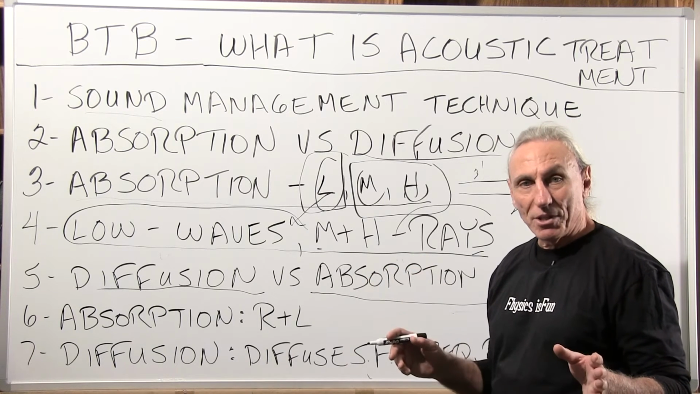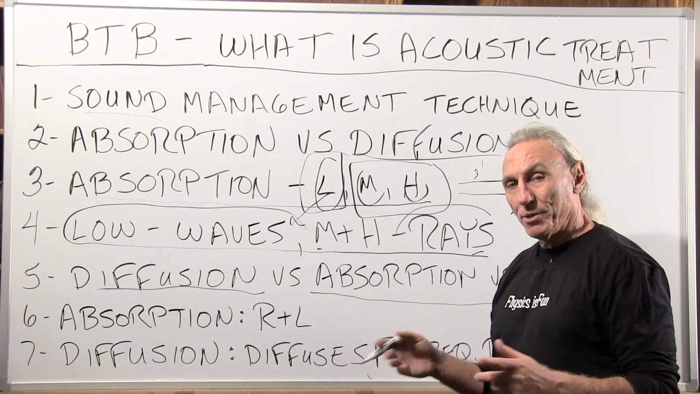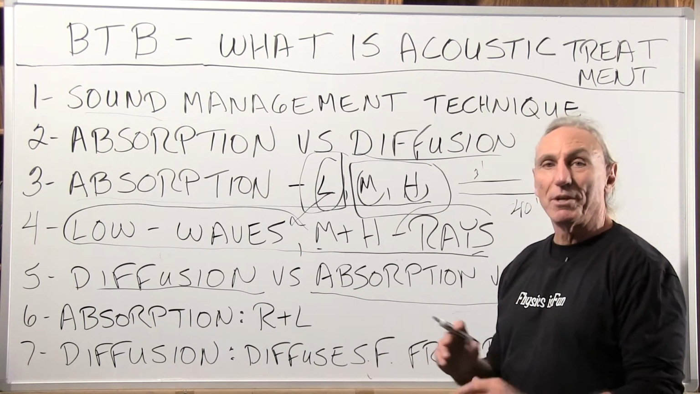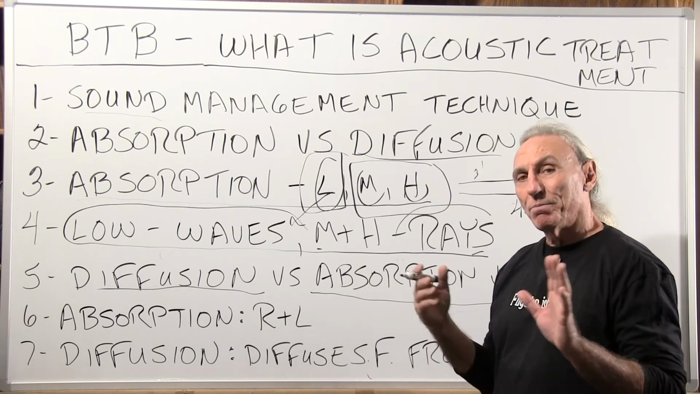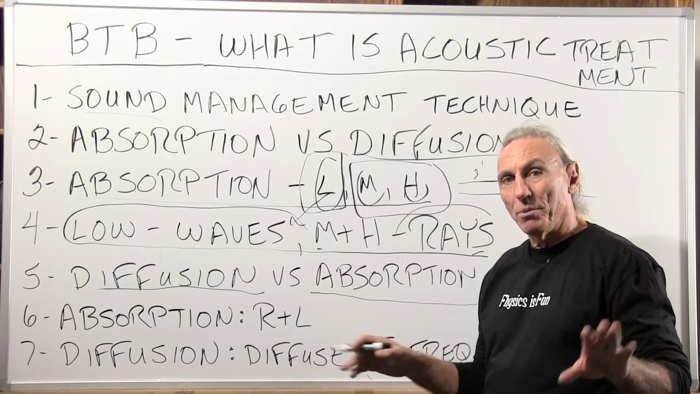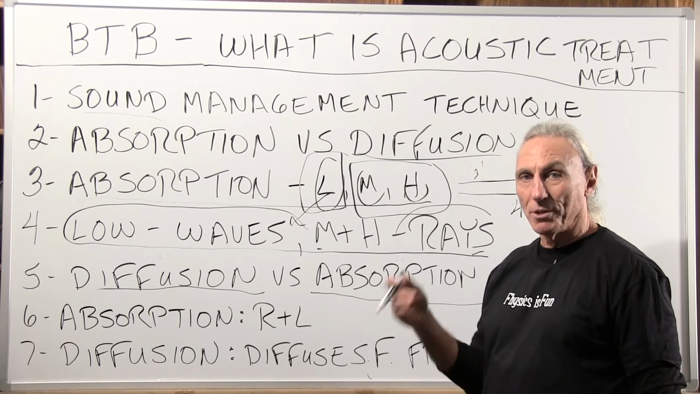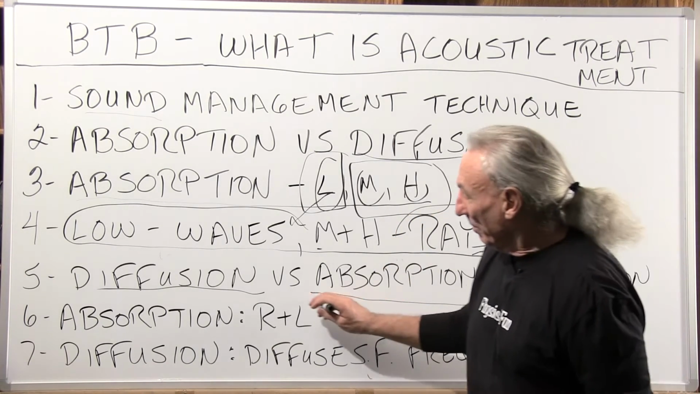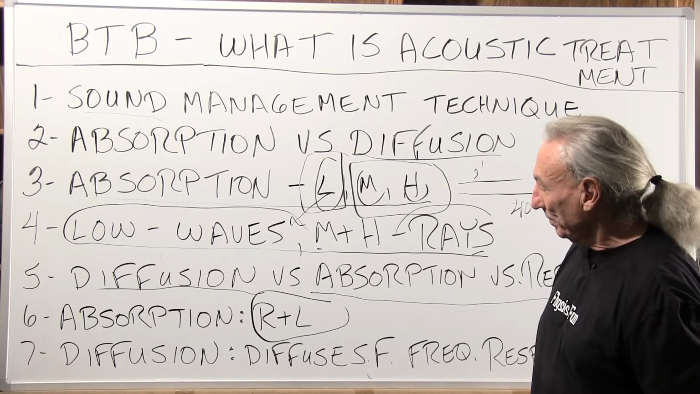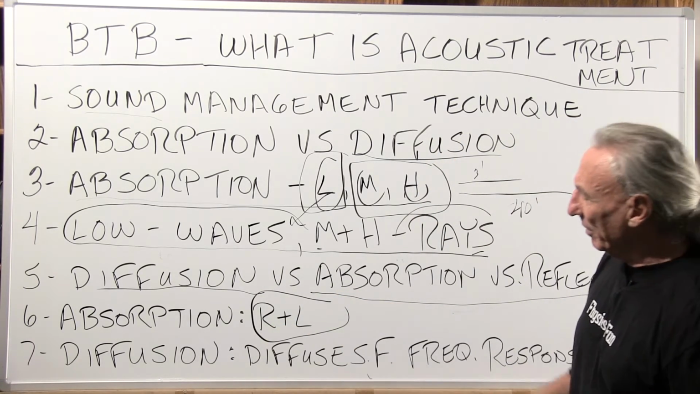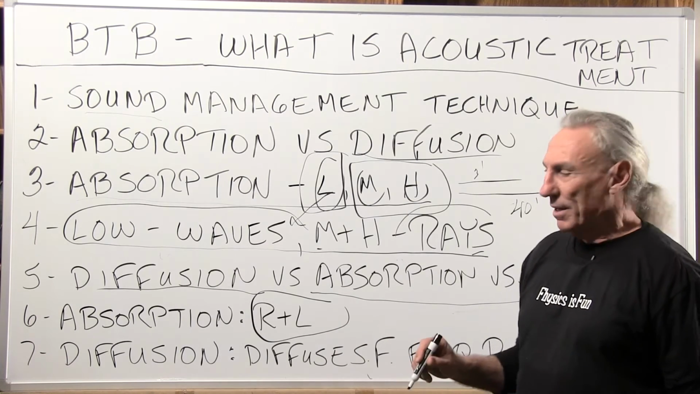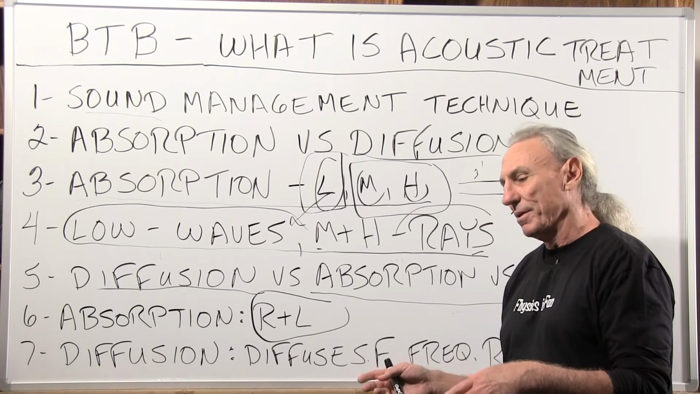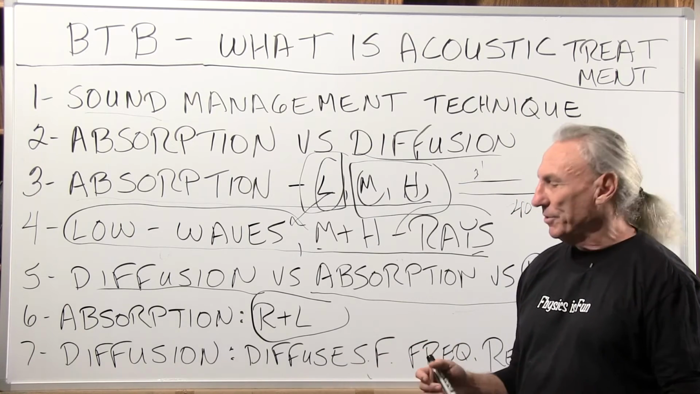One changes the energy form: absorption, through heat and friction, changes the energy form completely. Diffusion doesn't do anything to the energy; it just takes a big reflection and breaks it down into smaller ones, so there's less localization in our brain. We have to realize that the rate and level of absorption is so critical, because you've all been in rooms where the absorption is too much, and it feels dead, lifeless, with no energy.